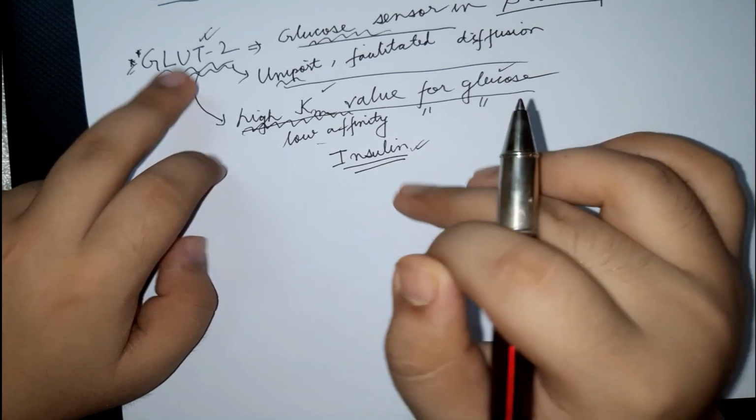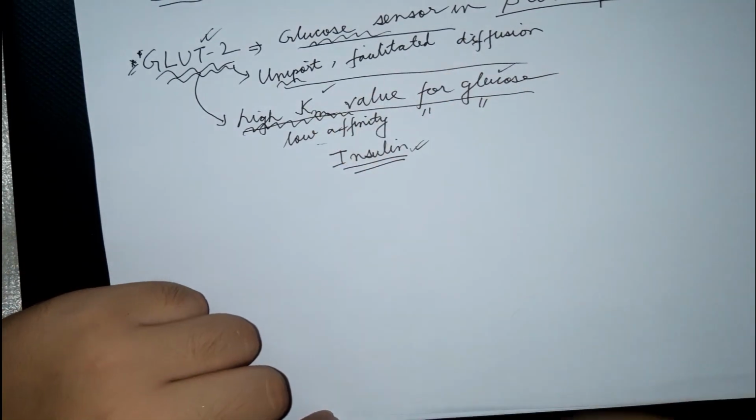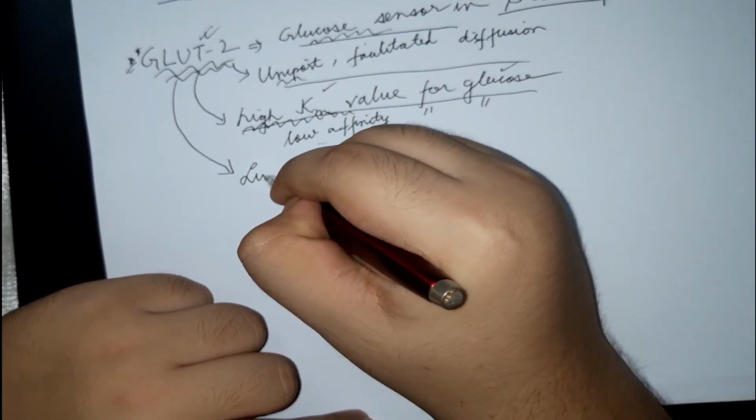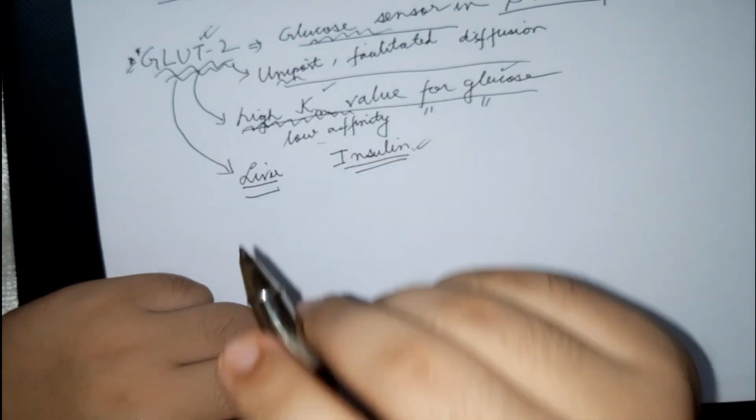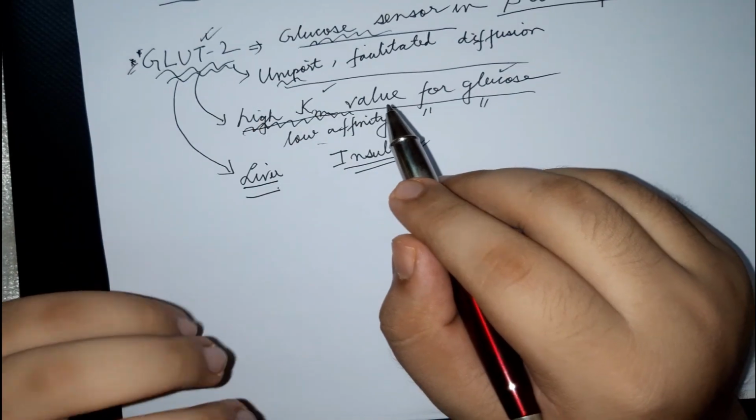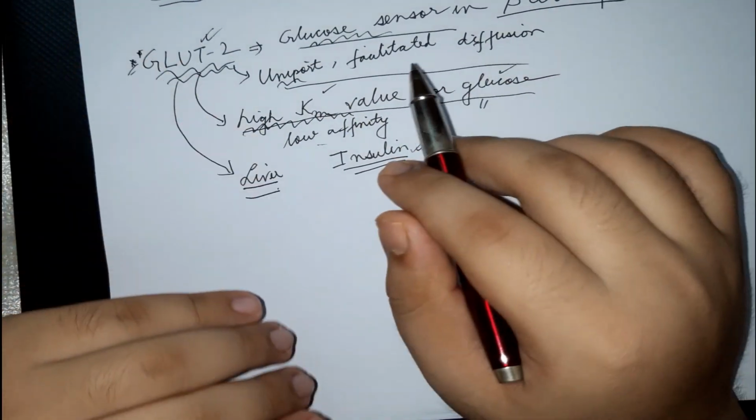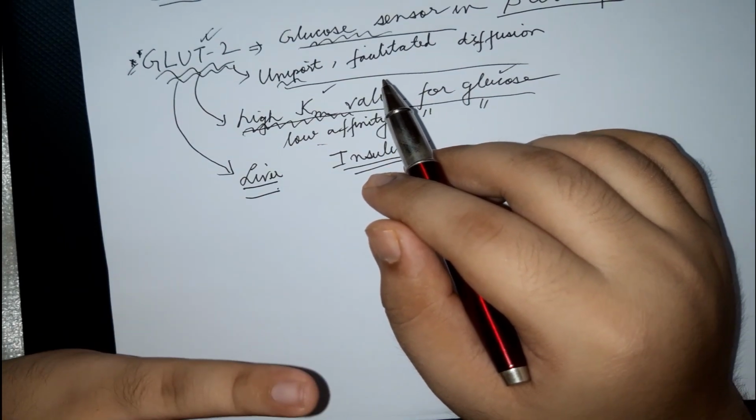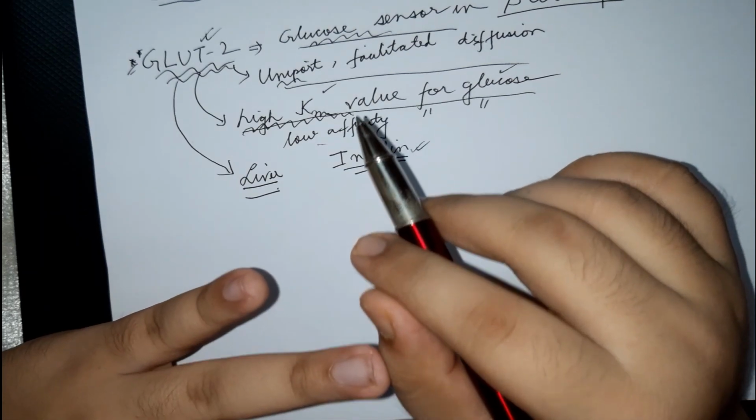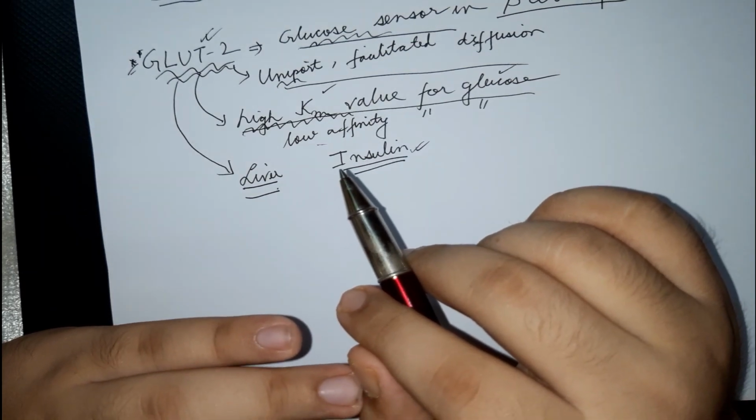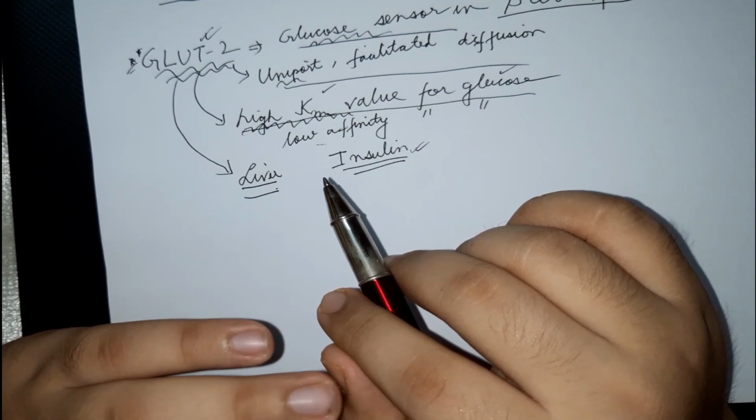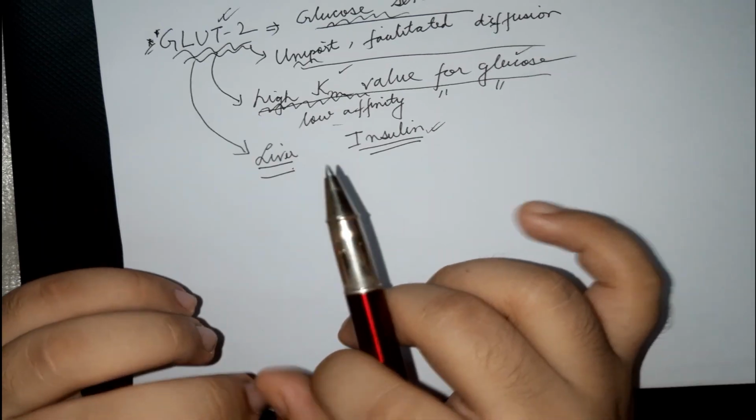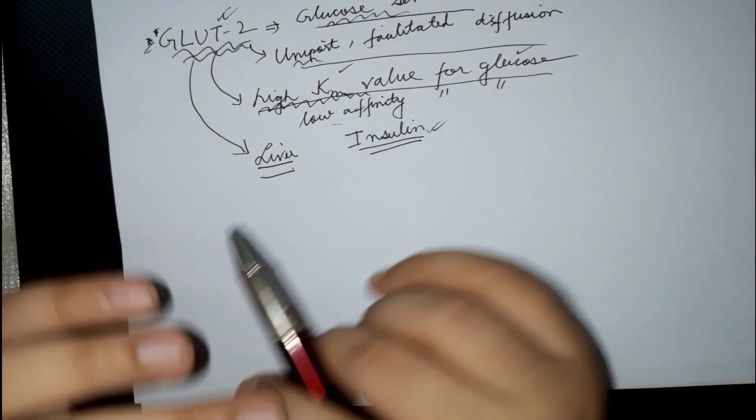And by the way, another very important thing is that GLUT2 is present in the liver. Just remember this for me, please. Just like GLUT1 was present in most cells, GLUT2 is mostly present in the liver, the hepatocytes. Now, as far as the other glucose transporters are concerned, there is nothing much to talk about. They all have different characteristics, but GLUT1 and GLUT2 are the most important.